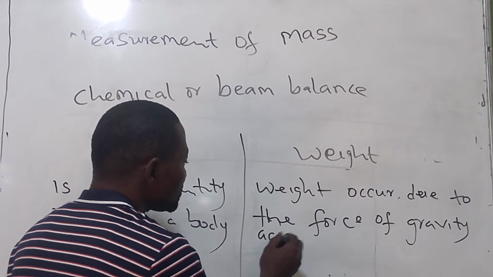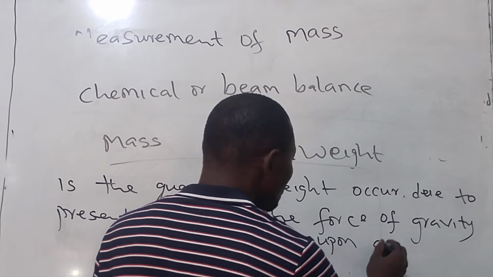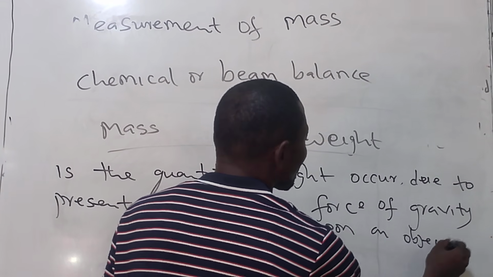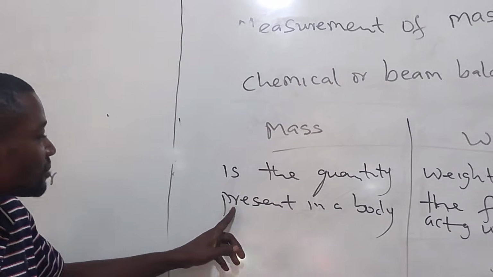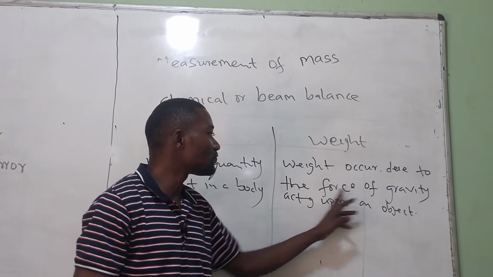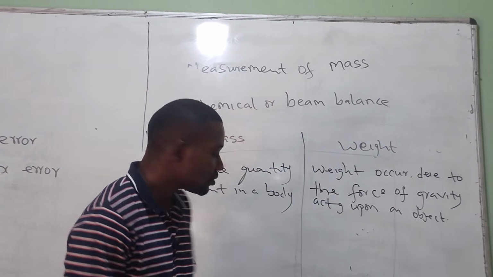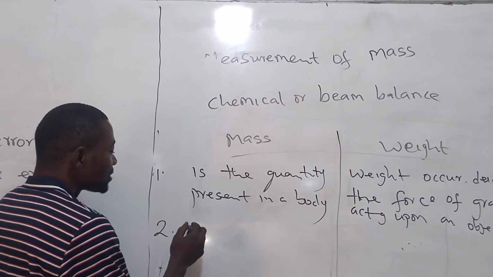The force of gravity acting upon an object. Mass is due to the quantity of matter present in a body, while weight occurs due to the force of gravity acting on the body. That is one of the differences. The second one, mass is constant.